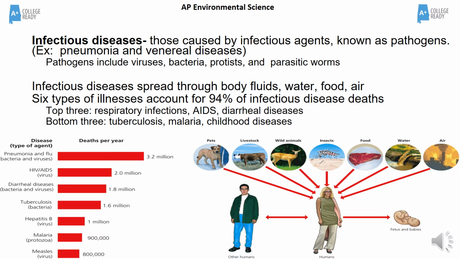Infectious diseases are those that are caused by infectious agents known as pathogens. Pathogens include viruses, bacteria, protists, and parasitic worms. Six types of illnesses account for 94% of infectious disease deaths. The top three are respiratory infections, AIDS, and diarrheal diseases. The bottom three are tuberculosis, malaria, and childhood diseases like measles.